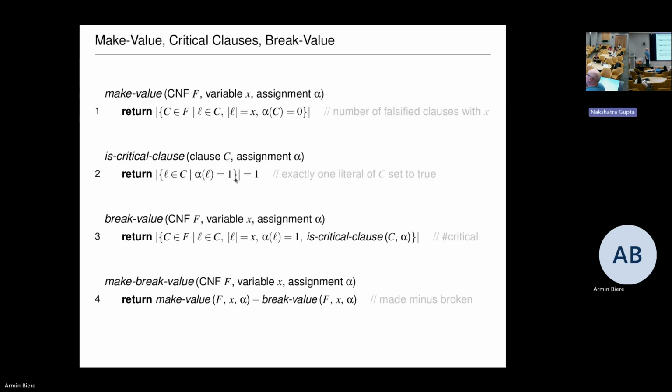So what's the make value? Well, make value is easy to understand. You take a variable. Remember, we had a total assignment, so the variable is assigned to 0, false, and I can actually flip it. You don't need to say which value I'm assigning it to, I just flip it. These algorithms work on variables, not on literals. In CDCL, you always need to work on literals, but here the heuristics are all more variable-based.